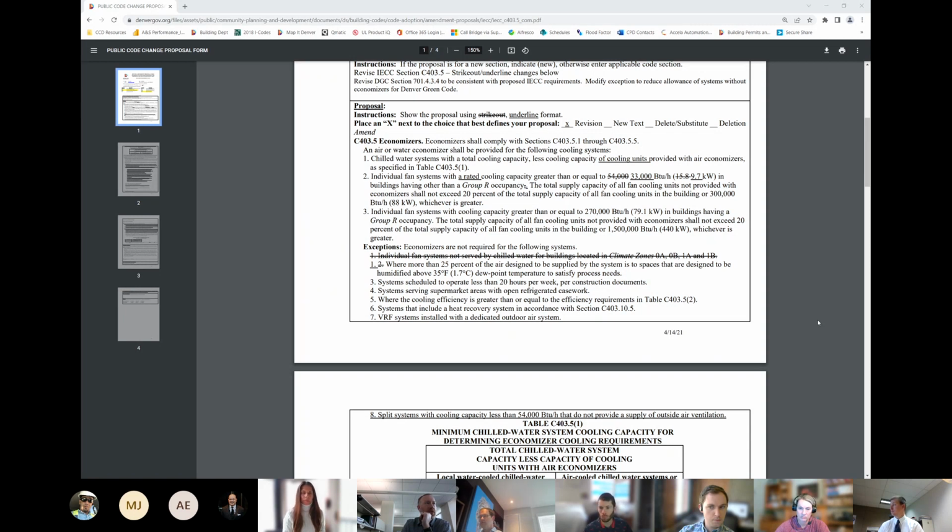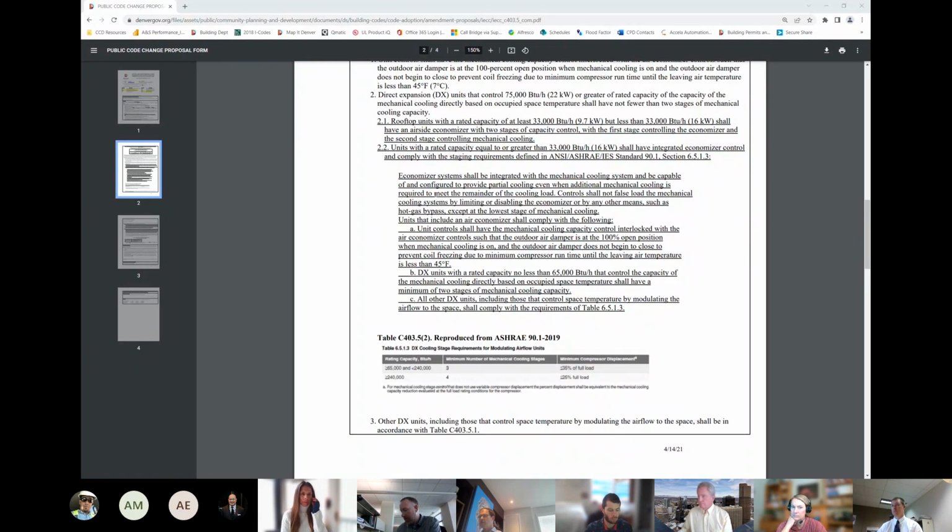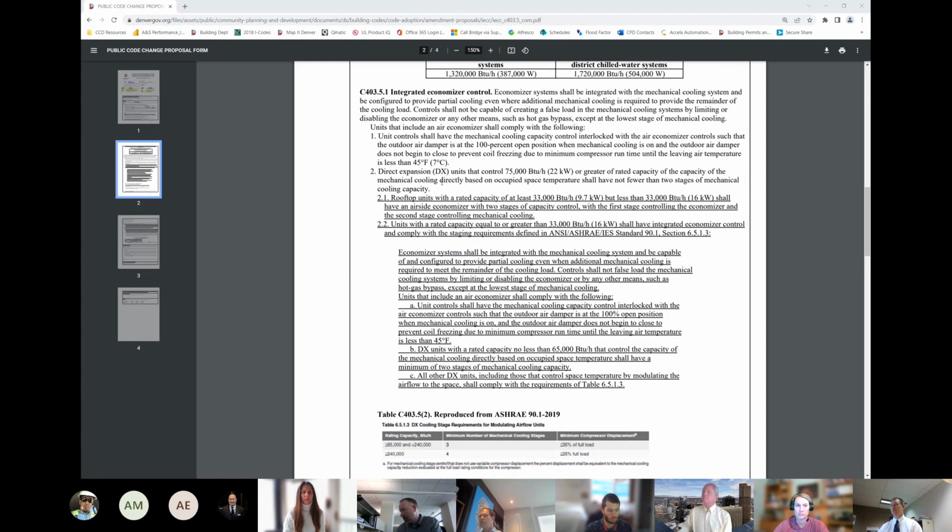Jumping back down to the integrated economizer controls, pretty much everything under 2.2 is directly from ASHRAE, but the base code section C403.5.1 on integrated economizer controls is almost identical. I don't see the advantage in pulling the ASHRAE language forward, because sections C403.5.1 1, 2, and 3 are almost identical, except in B, where the IECC has 75,000 instead of 65,000. So maybe we edit that small portion.